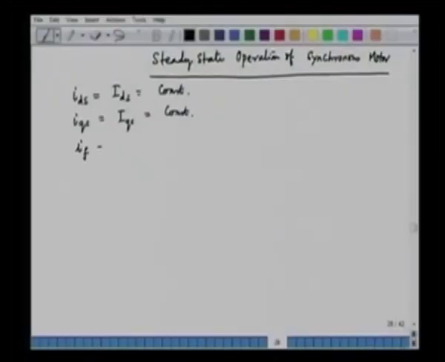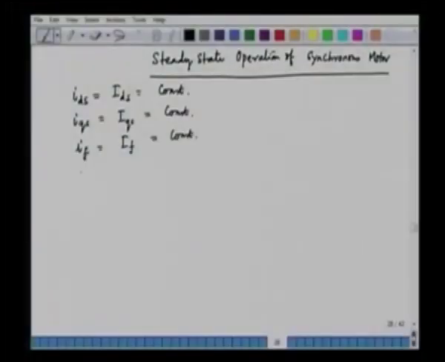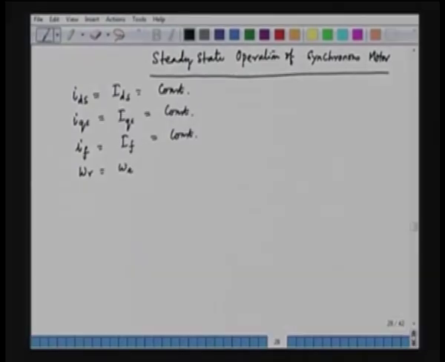Now, what about the rotor currents? The field current is also constant. So, we can say here that IF is equal to capital IF. The field current is constant and the speed is constant. So, we can say that omega r is equal to omega e. The motor is rotating at synchronous speed in the steady state condition, and that is constant.